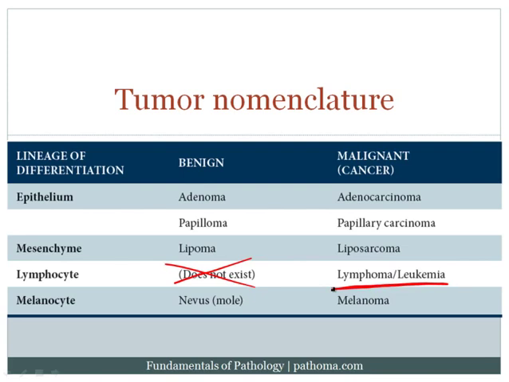And melanocytes can also produce tumors, and we can get benign tumors or malignant tumors. A benign tumor of melanocytes is called a nevus, also commonly called a mole. And a malignant tumor of melanocytes is called a melanoma. Again, melano referring to the melanocyte, and oma referring to mass.